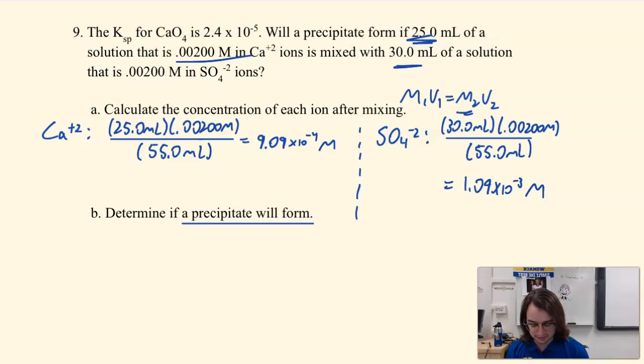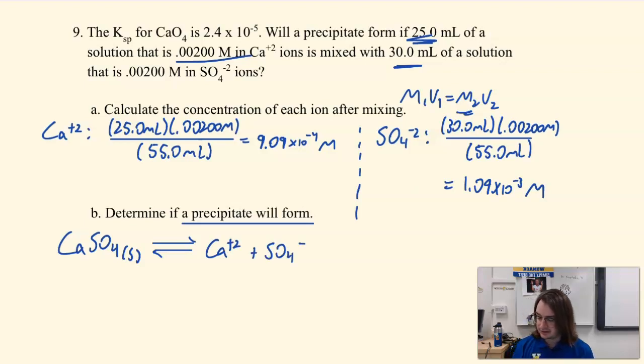So Qsp works the same way as Ksp does. So let's first start by writing out our balanced dissociation equation. And the only reason why we write out the balanced dissociation equation first, we don't have to really set up an ice table this time. We just need to set up our dissociation equation so we can understand how to write the Qsp expression. Qsp is written just like Ksp is, where it's the concentration of the products over the concentration of the reactants.